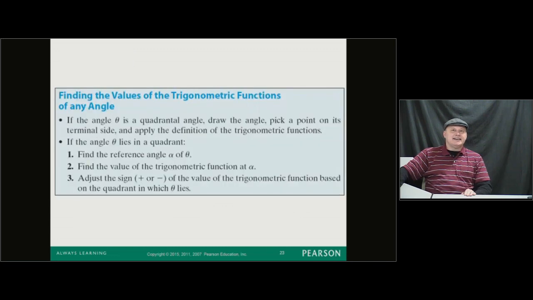Here is where they discuss it. If the angle theta is a quadrantal angle, draw the angle, pick a point on the terminal side, and apply the definition of the trig function. So the point is (0, negative 1), and that's why the value was negative 1. But if it's in any quadrant, the second bullet applies. You find the reference angle, you evaluate the trig function at that reference angle. It's going to be positive at that point, but then you adjust the sign to be plus or minus depending on where the original angle theta is located.